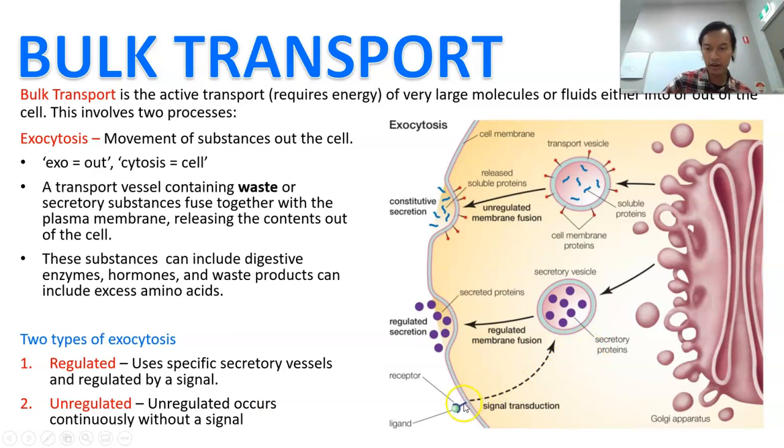So here is regulated exocytosis, which is regulated by a signal from the outside. And then here is unregulated, where your body is simply getting rid of stuff. Whereas this one is probably triggered by a hormone of some sort telling you to release a particular type of enzyme or a particular type of protein. Okay.